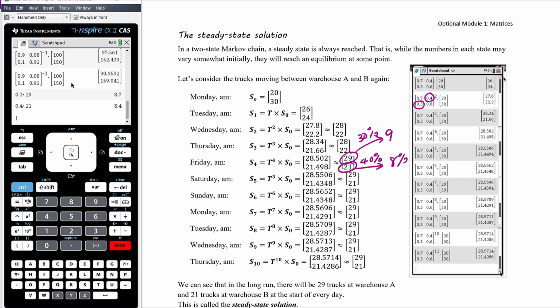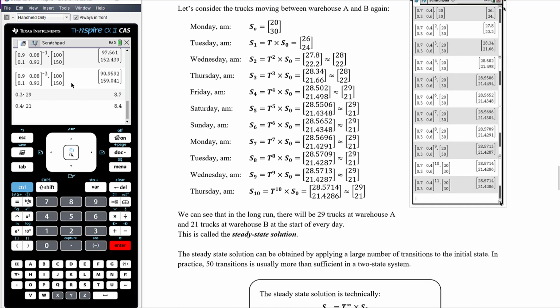But what you find here is that you've reached the equilibrium where essentially the same number of trucks are moving from one state to the next state. So ultimately we see that if we were to continue on here forever, from this point onwards it would still be every day 29 trucks ending up at A and 21 ending up at B. We've ended up at a sort of equilibrium point, and we call that the steady state solution. So the steady state solution would be 29 trucks at A and 21 trucks at B. Sometimes we also talk about the long run solution. In the long run, we would end up with 29 trucks at A and 21 trucks at B.